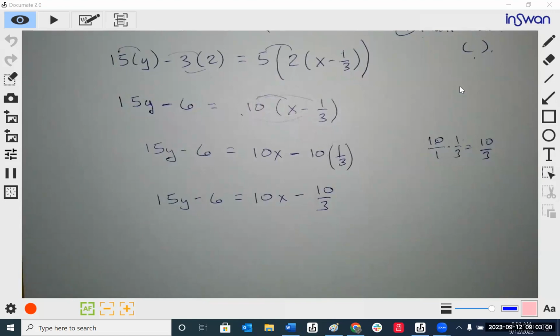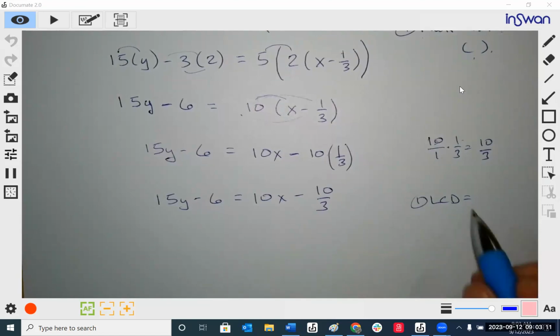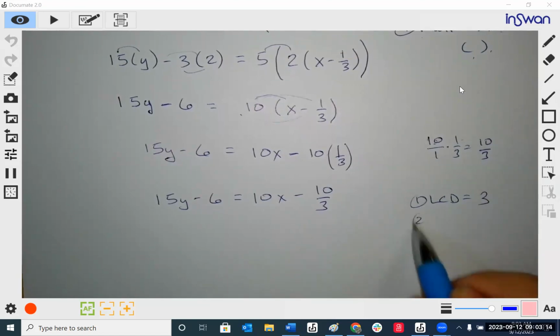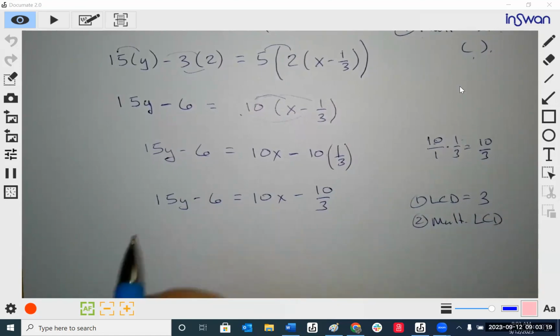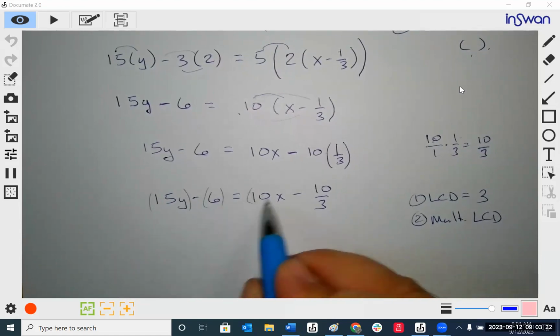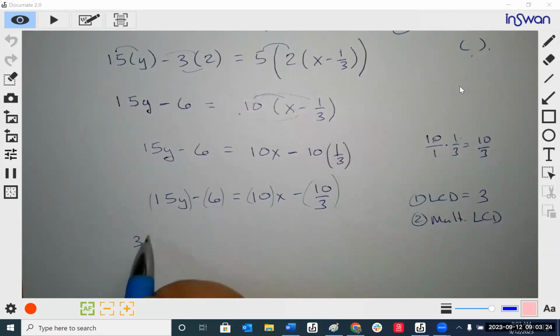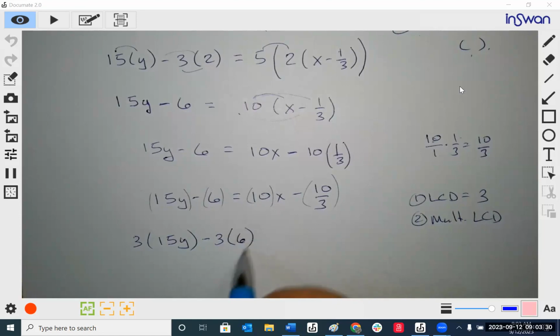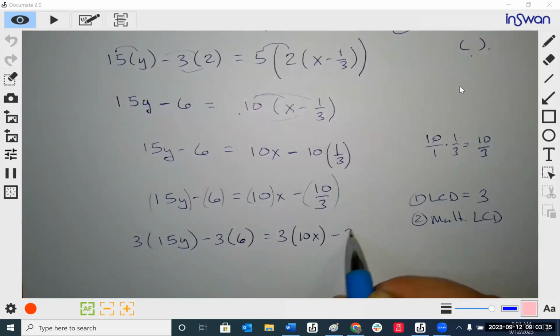Again, we have a fraction and we have an equal sign. What's the LCD? The only denominator is 3. Multiply the LCD to each term. So put it in front of each number. 3 times 15y. 3 times 6. 3 times 10x. 3 times 10 over 3.